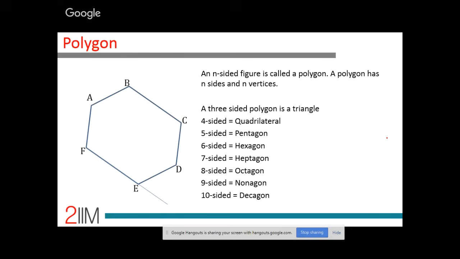Polygon. Say we extrapolate from quadrilateral, we say an n-sided shape. A four-sided shape is a quadrilateral, 5 sides is a pentagon, then hexagon, heptagon, octagon, nonagon, decagon. These terms you should know. Any n-sided shape is called a polygon.